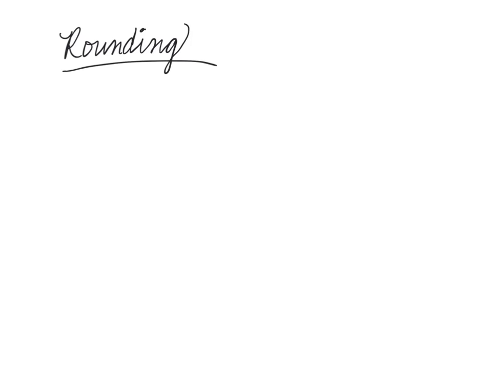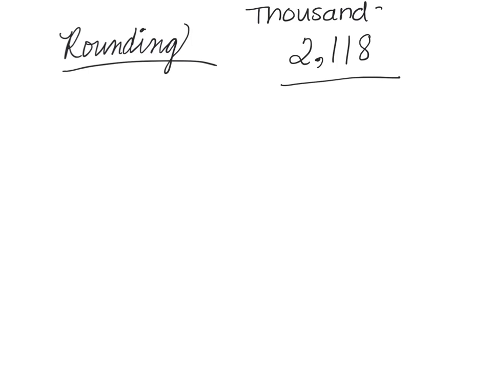Okay, so we're going to think about rounding again. And I'm going to take that same lovely number, 2,118. And this time I'm going to just show you a different way to do it. So here is the number that I am rounding. And again, we're going to be rounding to the thousands place.